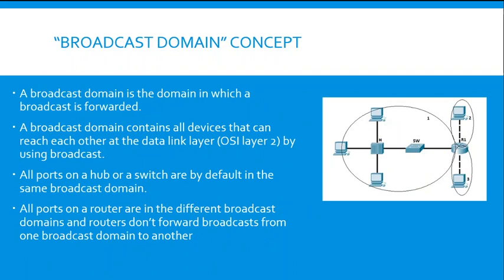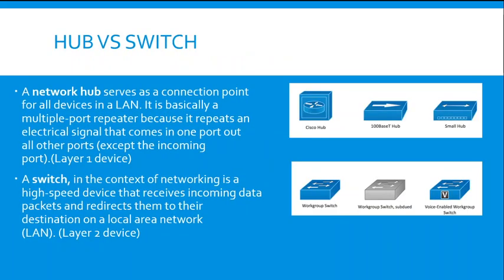And the broadcast domain is the domain to which a broadcast is forwarded. It contains all devices that can reach each other at the data link layer, OSI layer 2, by using the broadcast address. All ports on a hub or switch are by default in the same broadcast domain. All ports on a router are in different broadcast domains, and routers don't forward broadcasts from one broadcast domain to another. But what's the difference between the hub and the switch?